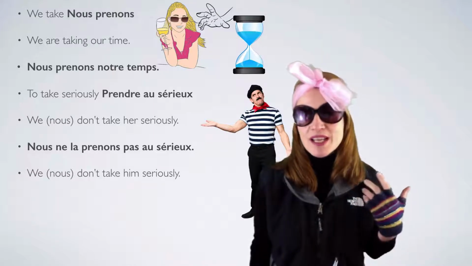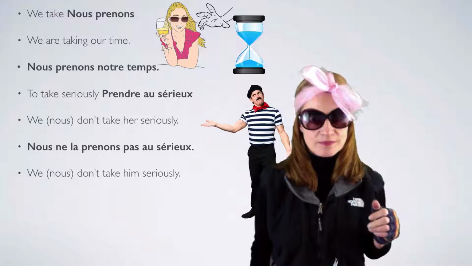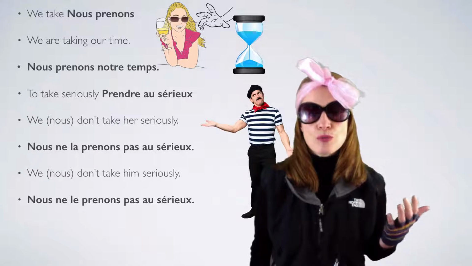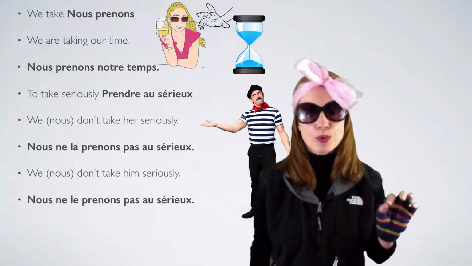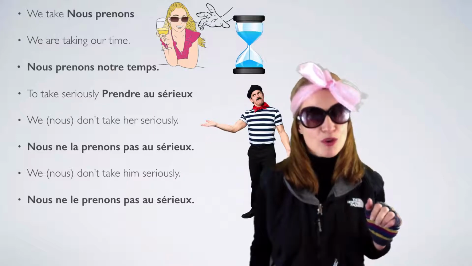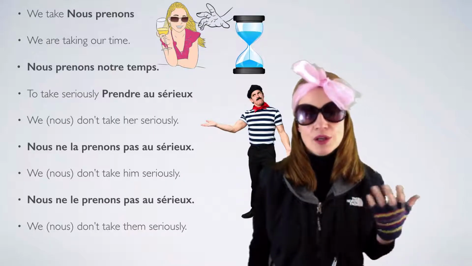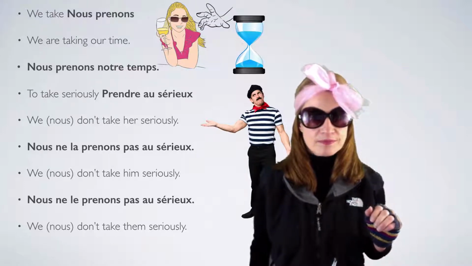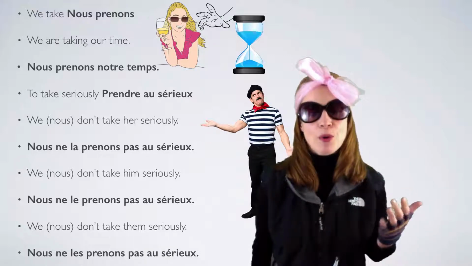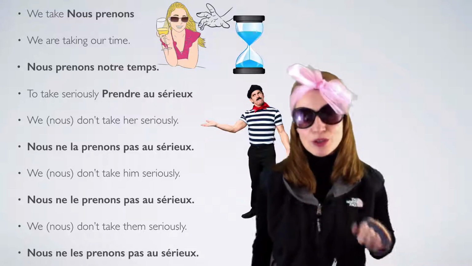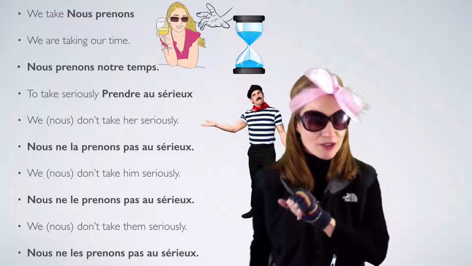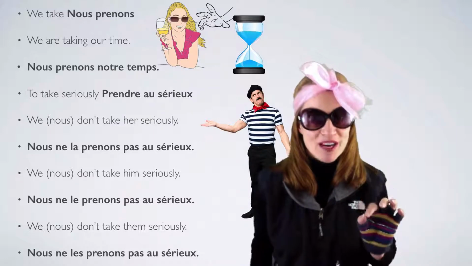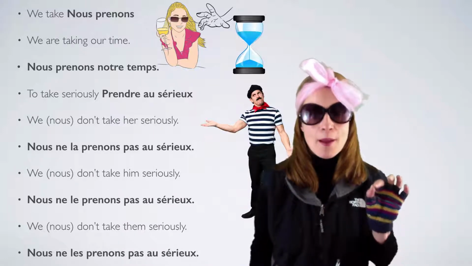Using nous again, we don't take him seriously. Nous le prenons pas au sérieux. Nous ne le prenons pas au sérieux. You can drop the ne in spoken French. Again, nous, we don't take them seriously. Nous les prenons pas au sérieux. You can join the S to the A of au, you don't have to. S between two vowels is always a Z sound. Pas au sérieux.